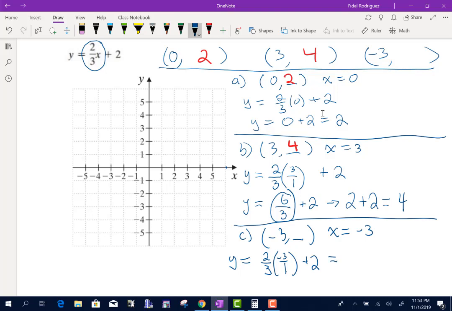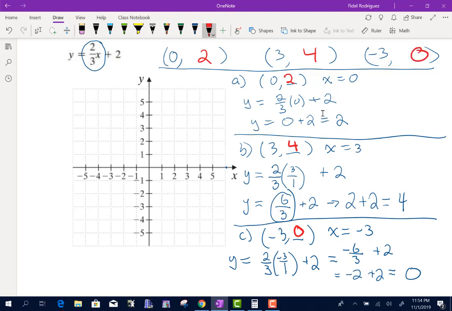So let's multiply straight across. 2 times negative 3, negative 6. 3 times 1 is 3. Plus 2. Negative 6 divided by 3 is the number negative 2. Negative 2 plus 2 is a 0. So that number is going to be a 0, and that number is going to be a 0.